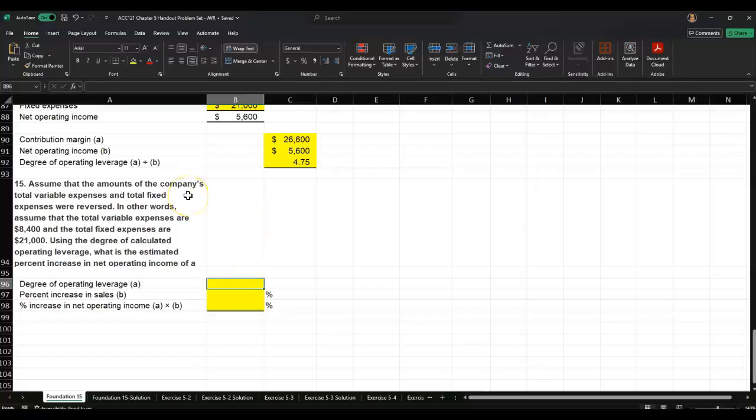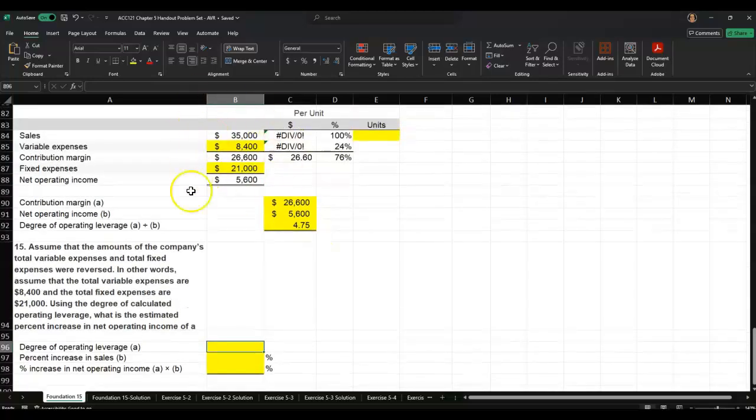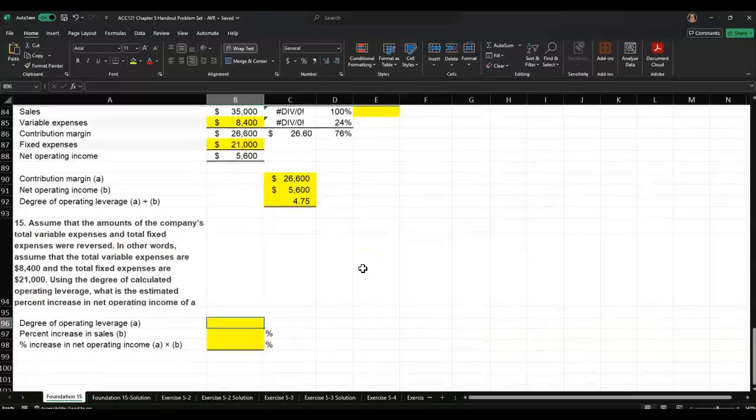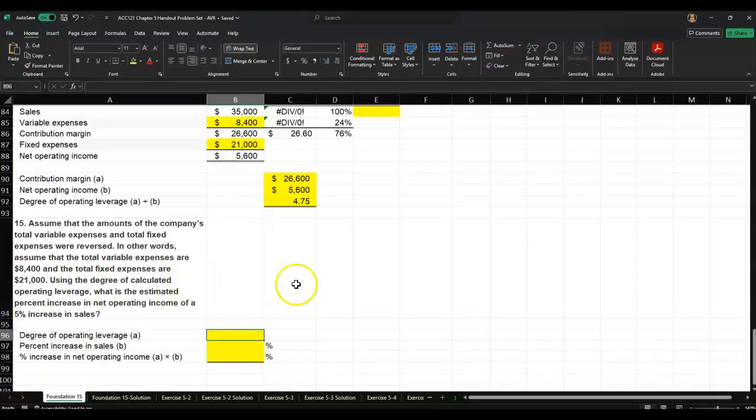All right, let's look at number 15. So assume that the amounts of the company's total variable expenses and total fixed expenses were reversed. In other words, assuming that the total variable expenses are $8,400 and the total fixed expenses are $21,000. So again, we're dealing with this scenario right here. Using the degree of operating leverage calculated, what is the estimated percent increase in net operating income of a 5% increase in sales? See, I didn't give myself enough room there.